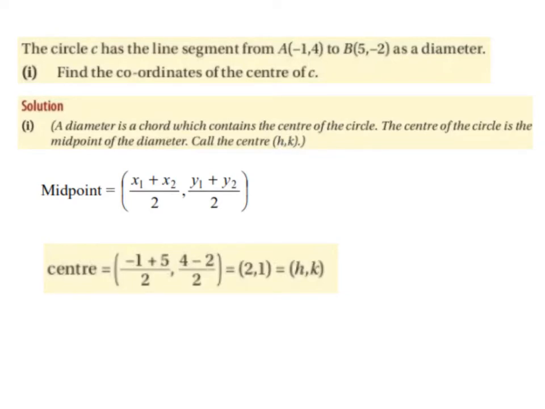So we're going to take our points A and B, label them (x1, y1) and (x2, y2), and substitute into the midpoint formula. So we end up with (-1 + 5)/2, (4 - 2)/2. This gives us (2, 1), which we're going to label as h and k. So (2, 1) is the centre of the circle.